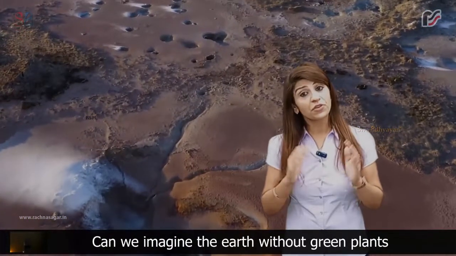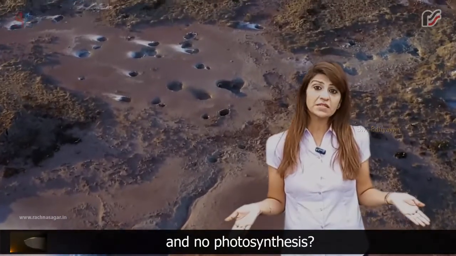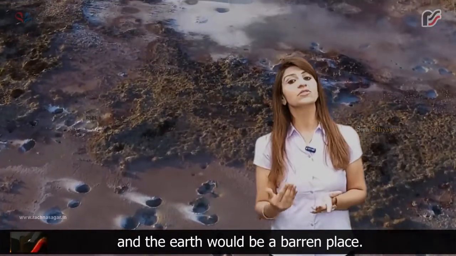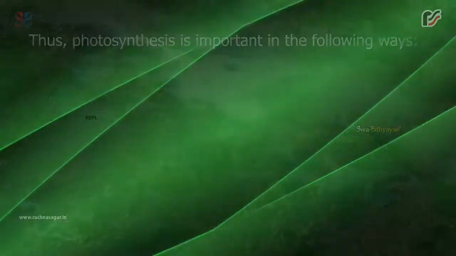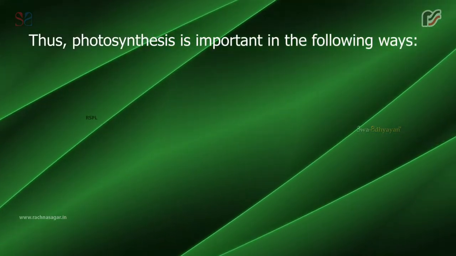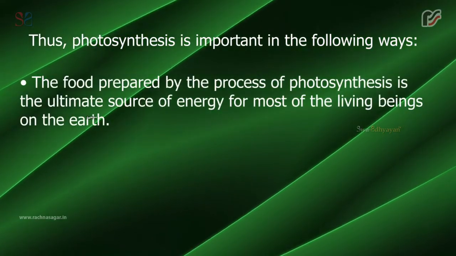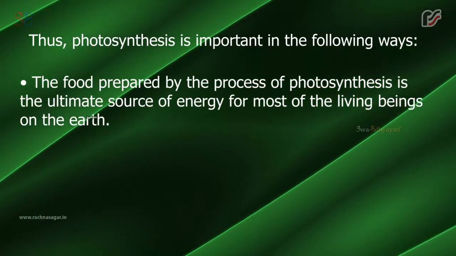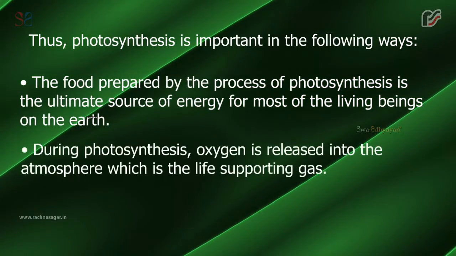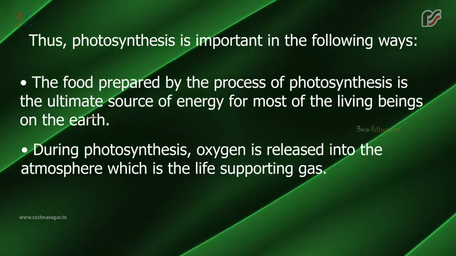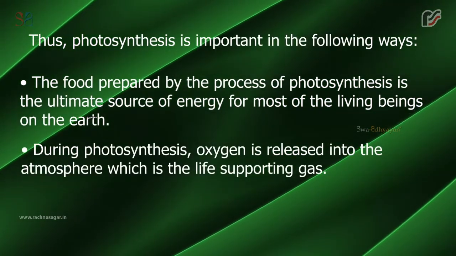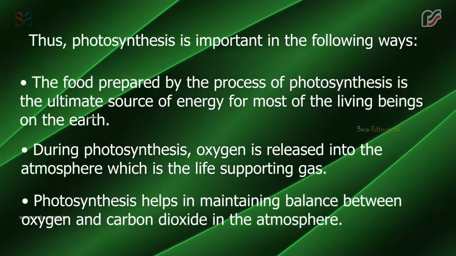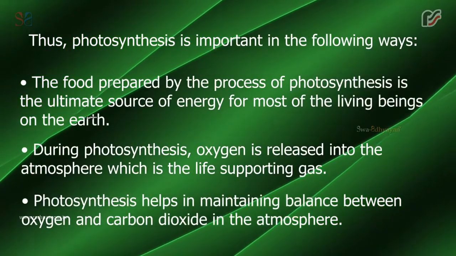Can we imagine the earth without green plants and no photosynthesis? In the absence of photosynthesis, there would be no living organism and the earth would be a barren place. Thus, photosynthesis is important in the following ways. The food prepared by the process of photosynthesis is the ultimate source of energy for most of the living beings on the earth. During photosynthesis, oxygen is released into the atmosphere, which is the life supporting gas. Photosynthesis helps in maintaining balance between oxygen and carbon dioxide in the atmosphere.